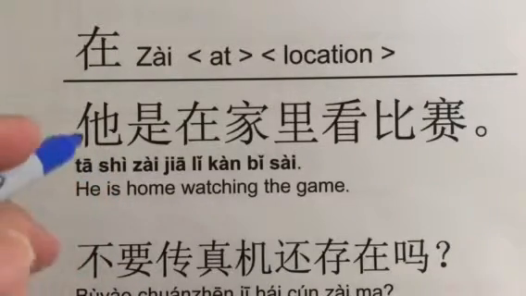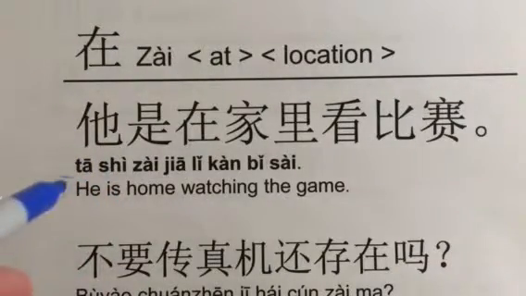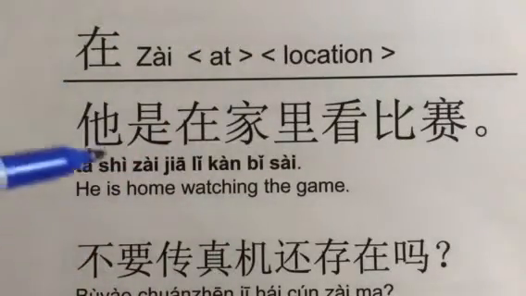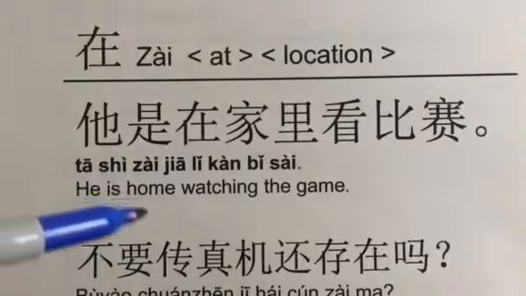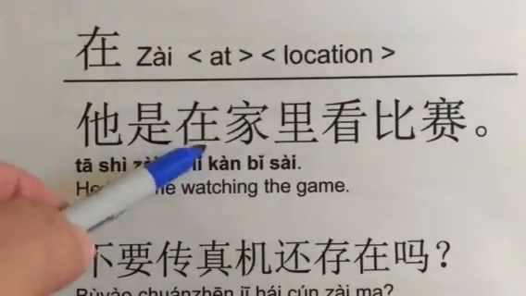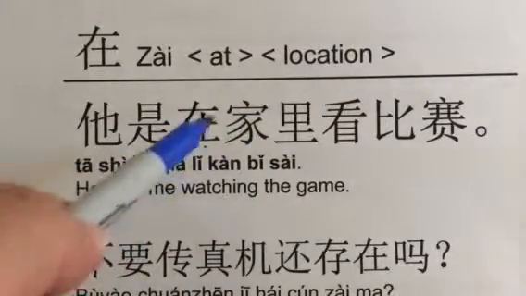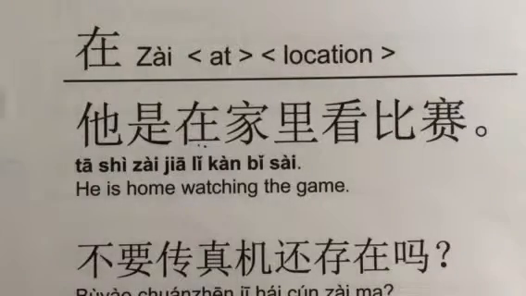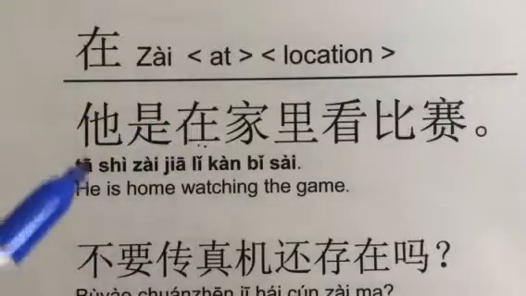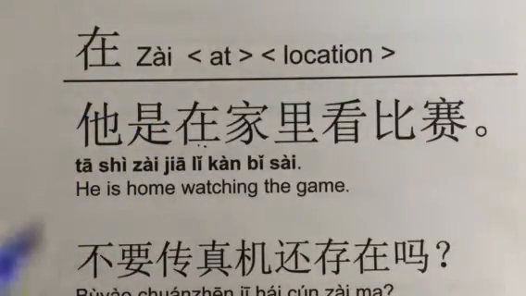Now let's look at this first sentence structure. Where is our character? Our first character of the day is right here somewhere in the sentence. Where is it at? It's right here. You'll notice it's inside the sentence. Now let's read the sentence. 他是在家里看比赛. Okay, let's read that again. 他是在家里看比赛. You know, I actually like speaking Chinese.